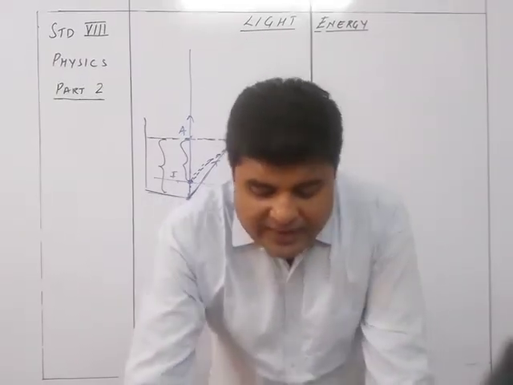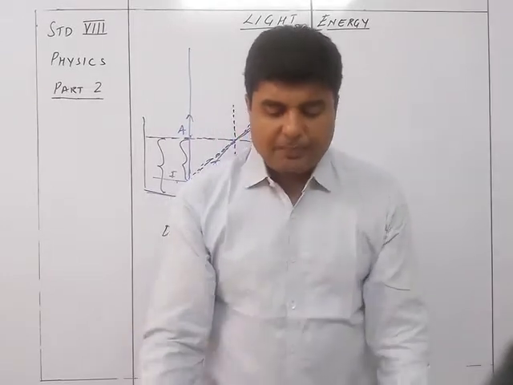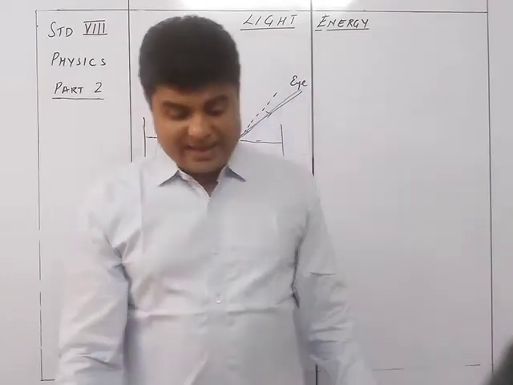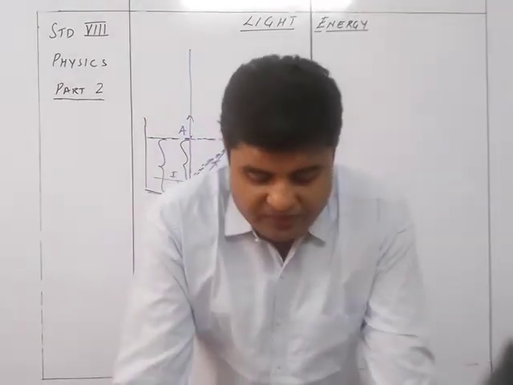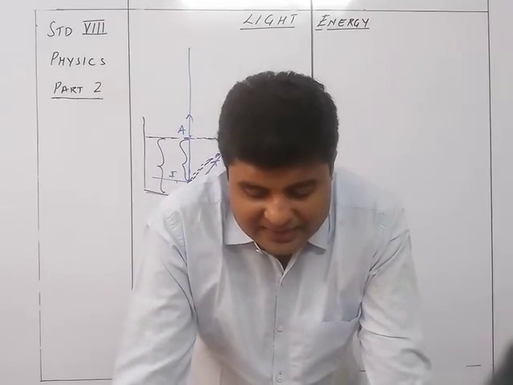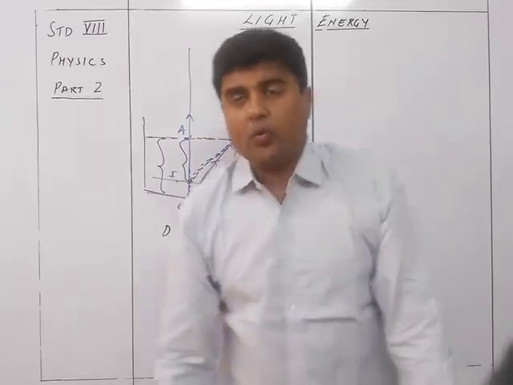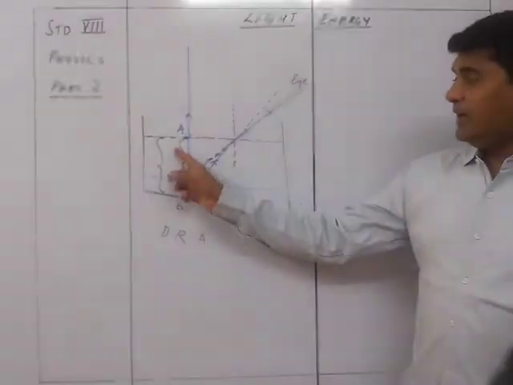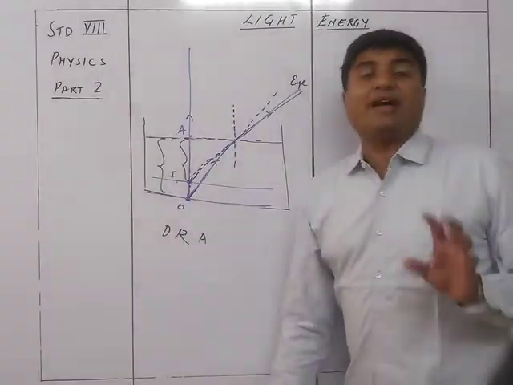Thus, for the observer in the air, the depth of the vessel appears to be at AI instead of AO due to the refraction of light from water to air. The apparent depth AI is less than the real depth AO. So this distance AI is called the apparent depth.